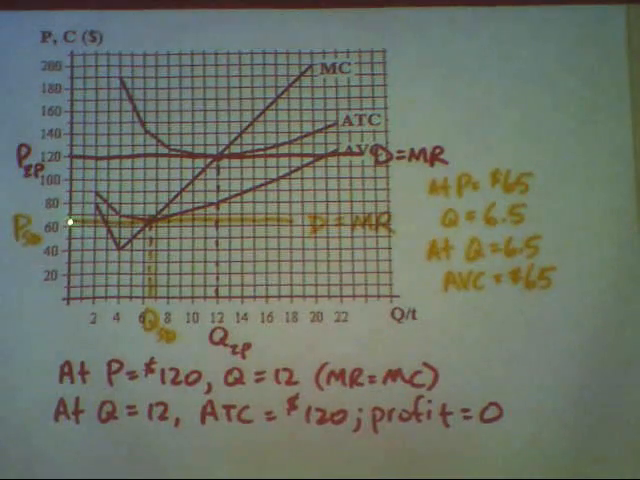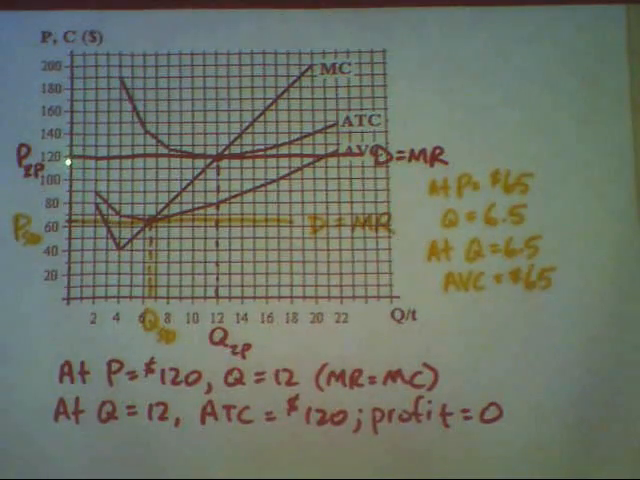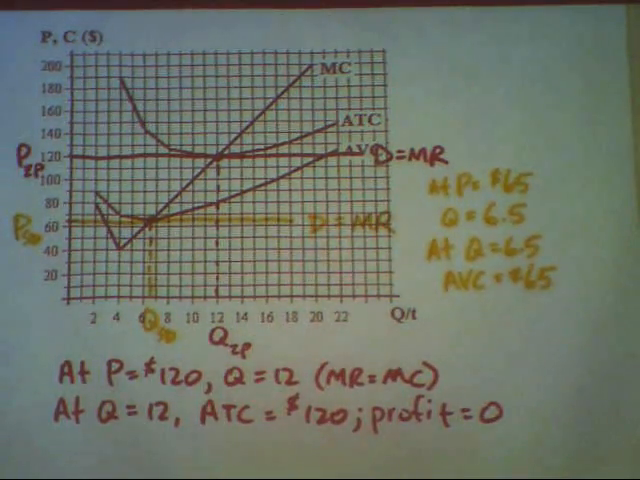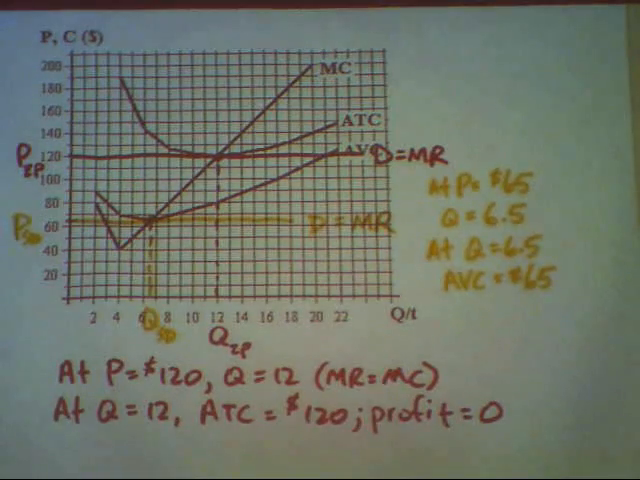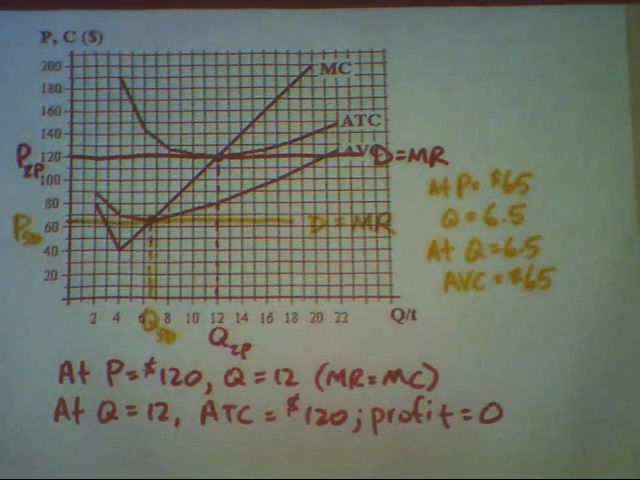If the price is more than 65 but less than 120, they would stay in business in the short run but lose money. If the price was equal to 120, their profit would be 0. If the price is more than 120, they make an economic profit. Help you to understand the idea of perfect competition.